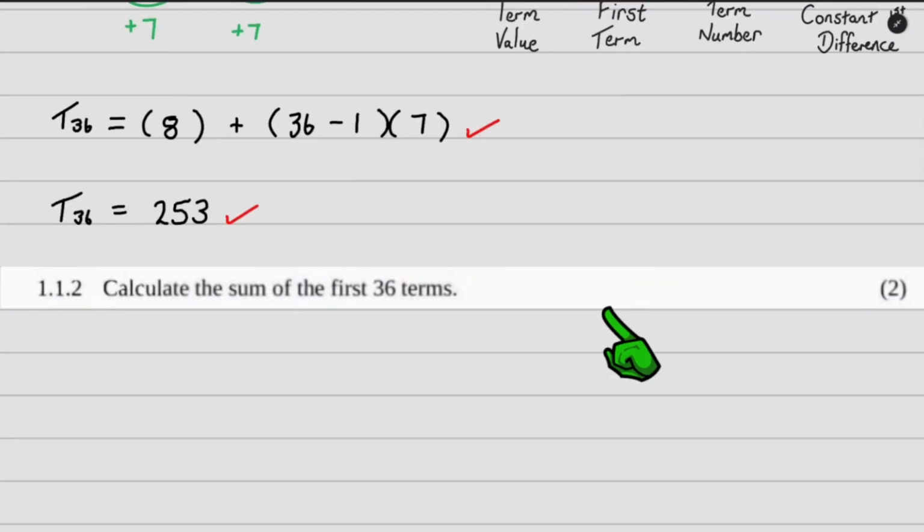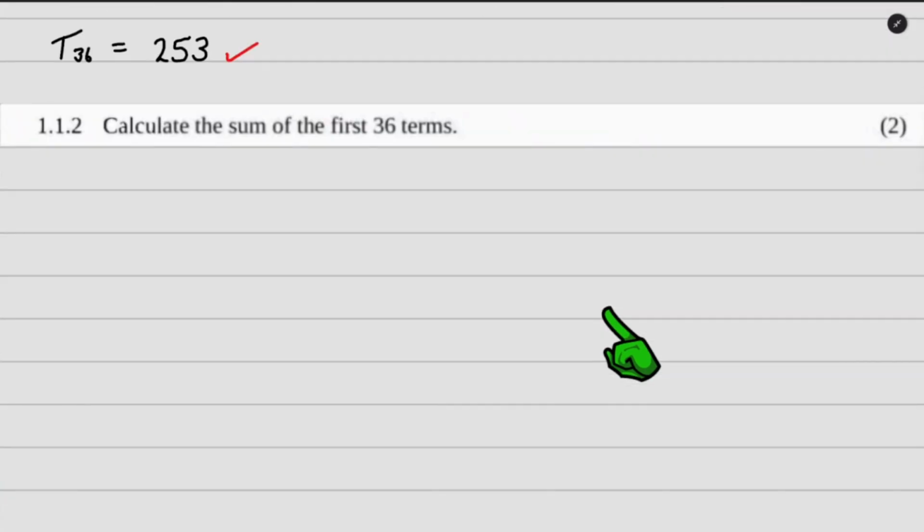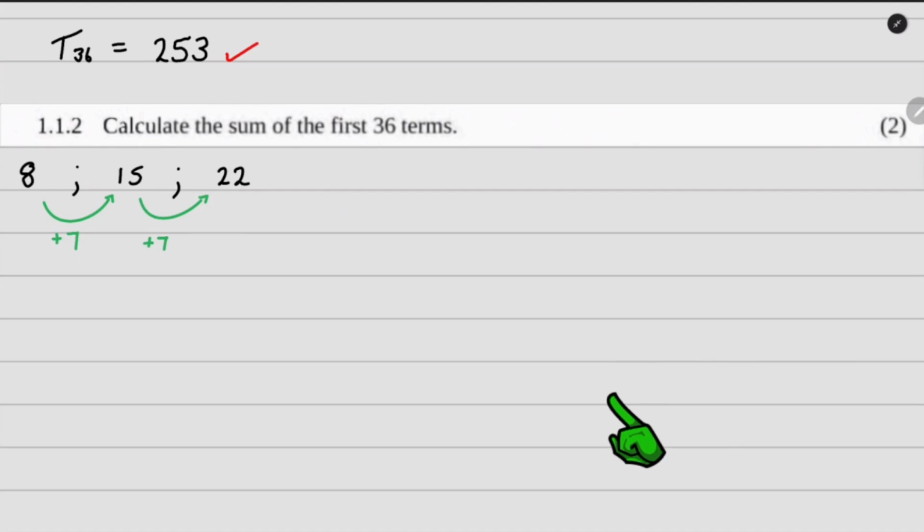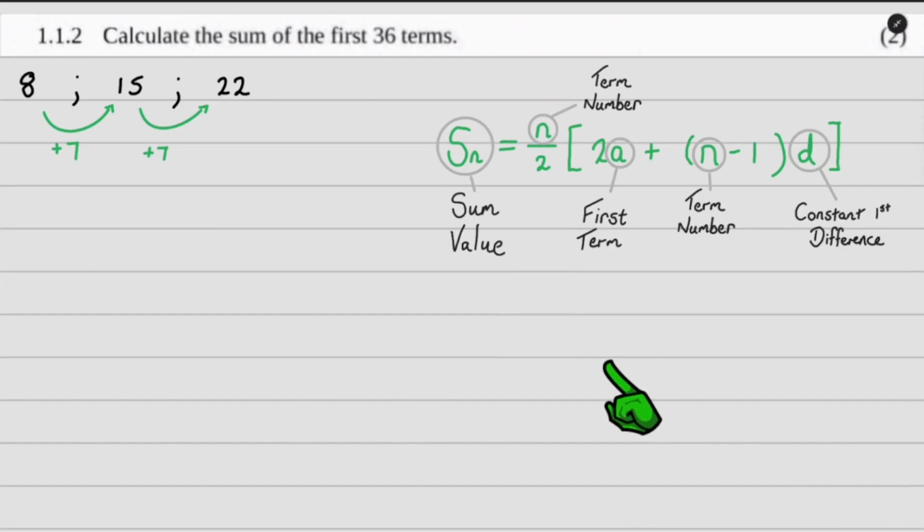Okay, and the next question asks us to calculate the sum of the first 36 terms. So let's grab my pattern quickly. And we're going to be utilizing the sum formula for an arithmetic sequence. It is on your formula sheet, and I'm just going to give you a quick reminder of what all the letters represent. So the Sn up front is the sum value. The 2 n's are the term number, as we've seen before, and A is our first term, and D is our constant first difference. So we have all of those.